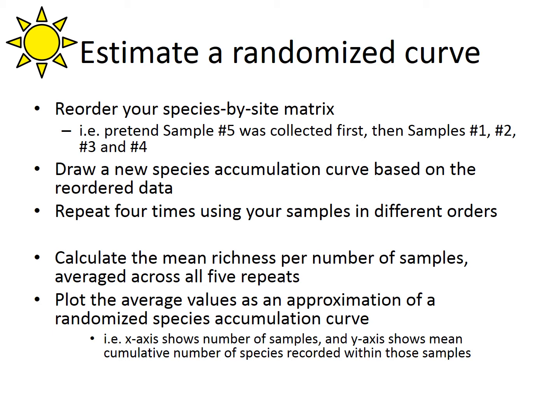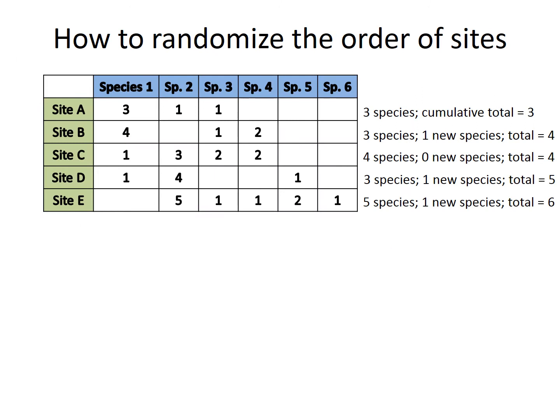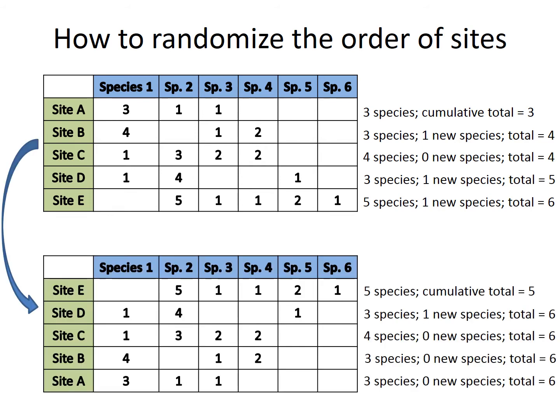So, the way that we would create a randomized curve is we would randomize the order of our sites. Here is the dummy data set that we used in the last practical for demonstration. As you go from the top row to the bottom row, those sites are in the order that we sampled them, A, B, C, D, E. However, we can change the order of that sampling. For example, we could invert it, so that we go in reverse order: site E on the top, then D, C, B, A.